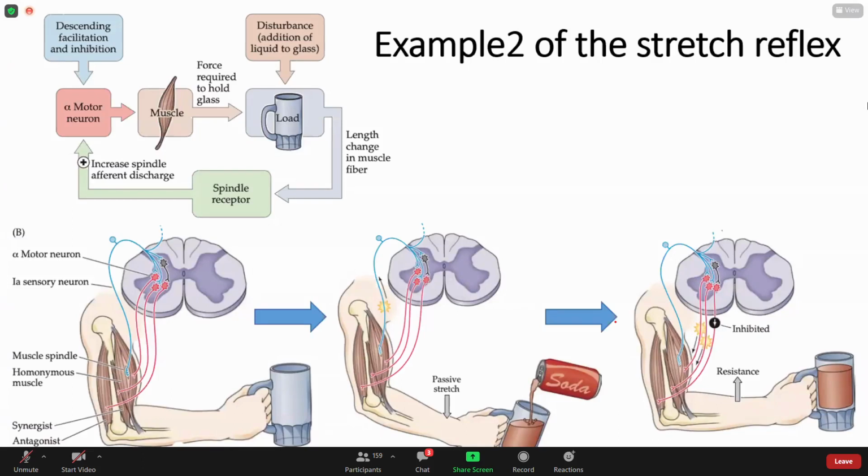So as Hamza explained, basically what happens is that, as you can see, this guy is holding a cup, and by pouring a drink, we are basically inducing a passive stretch on which muscle?